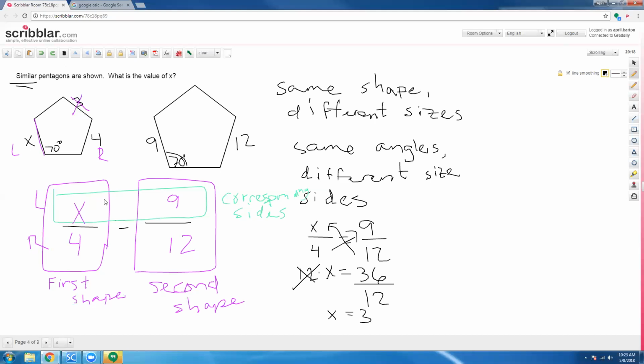Now, especially with shapes, you can use some logic as well to make sure your answer makes sense. If we did this whole process and we ended up with an answer of 11, so 11 to 4, 9 to 12, you can say, well, this left side was smaller than the right side. That should hold true over here. So always double check your answer. Make sure it makes sense. And if it doesn't, go back and say, okay, what did I maybe do wrong?